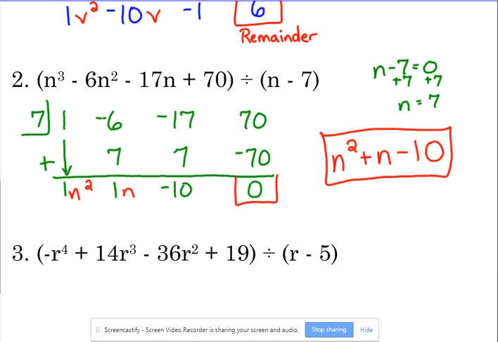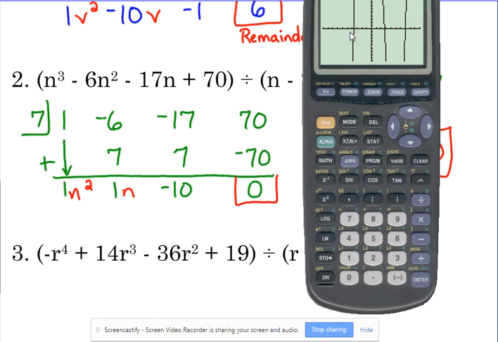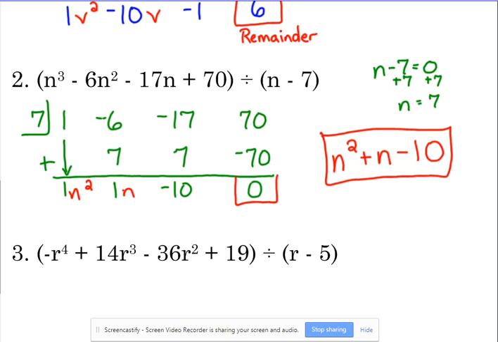To find the other x-intercepts, we would like to be able to factor. We can't factor, so our next option is to use the quadratic formula to find the exact answers. We could use the calculator here and find those zeros and get the decimal values, but if we wanted the exact answers, we'd have to use the quadratic formula on n squared plus n minus 10.